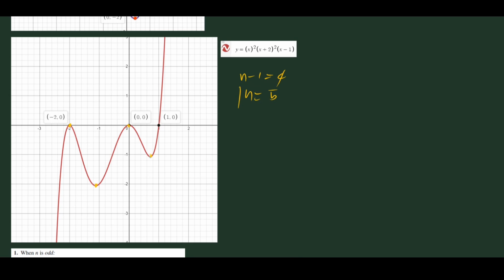Okay, as you can see here, you can confirm it also in the equation. We have here x squared, and x to the degree of 1. So if you add all that up, then you will get a 5.